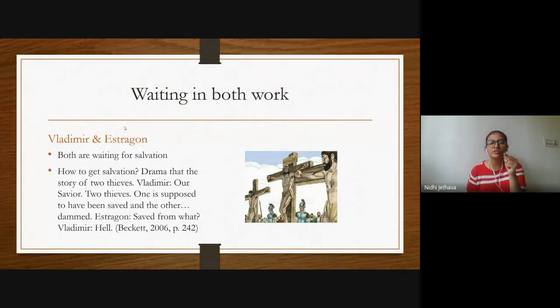The drama has the story of the two thieves. Vladimir says, our saviour, two thieves. One is supposed to have been saved, and the other damned. Estragon: saved from what? Vladimir: hell. So it's a story of Jesus. When Jesus was crucified, two thieves were there. So what is the real meaning of salvation?